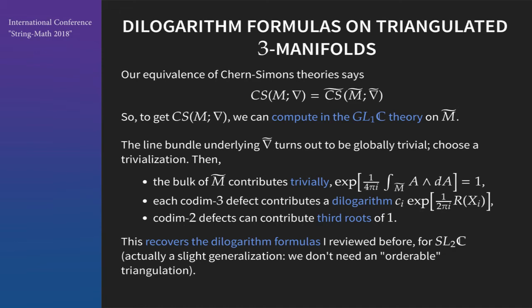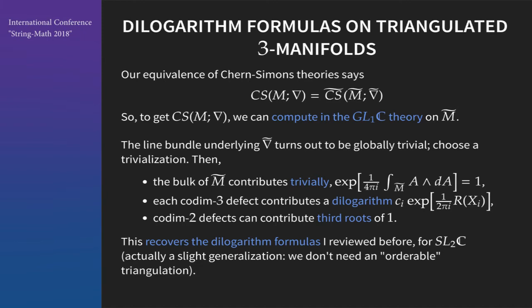The GL1 Chern-Simons theory is not completely trivial. On the other hand, in this case, it turns out that the line bundle underlying this GL1C connection on the cover does turn out to be globally trivial. So we just choose a trivialization of that line bundle. Then once you do that, the GL1C theory really is trivial, right? Because the action is literally the exponential integral of A wedge F. You take a flat connection, that integral is just 0, and so the bulk just contributes 1. And so the whole answer gets localized to the defects. Most of the guts of the answer is in these codimension 3 defects, which contribute these dilogarithms.